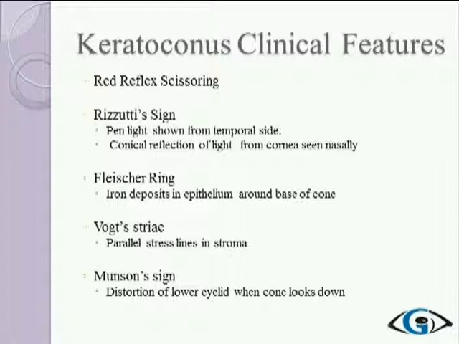You can look for Vogt's striae. These are parallel stress lines in the stroma. And you can look for Munson's sign, which is distortion of the lower eyelid when the patient looks down. That cone literally indents their lower eyelid. That can be seen in very advanced disease.